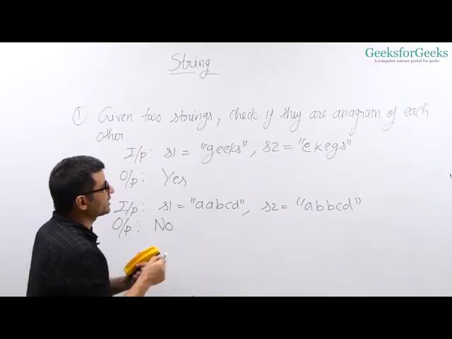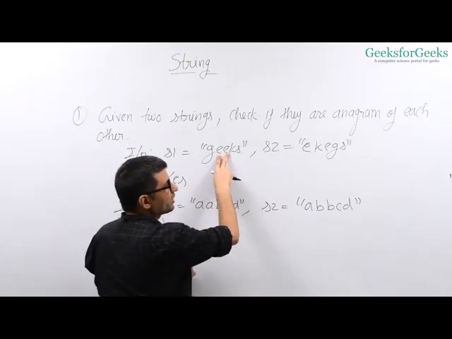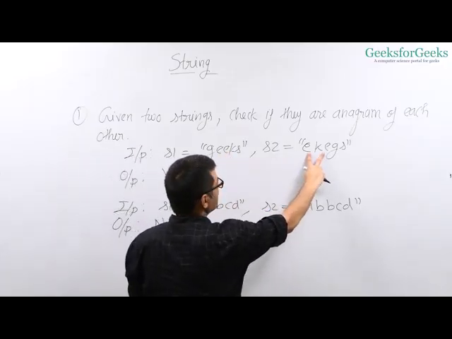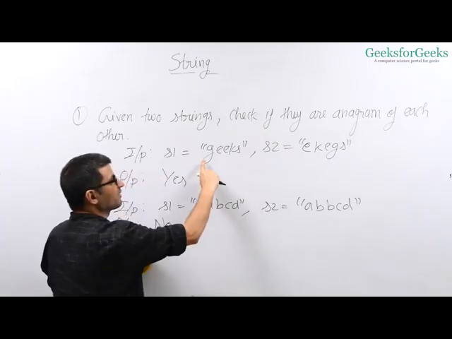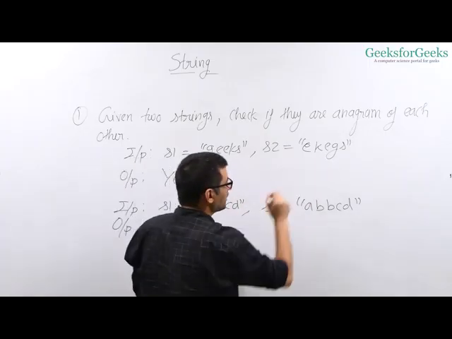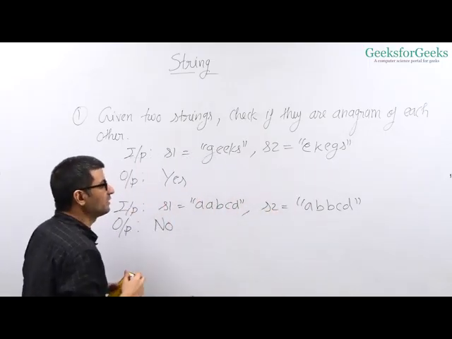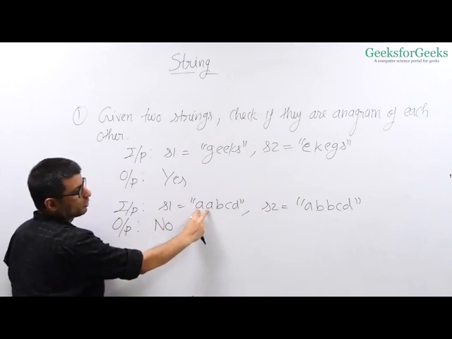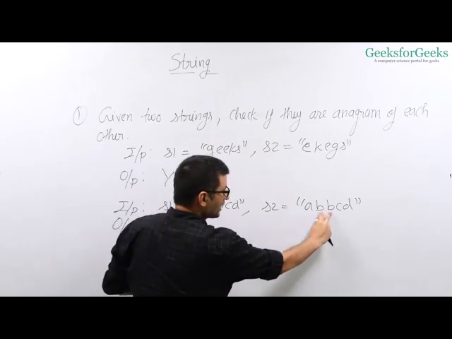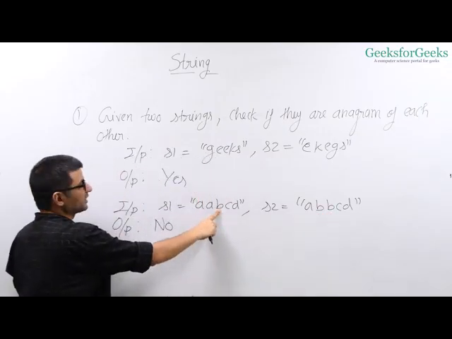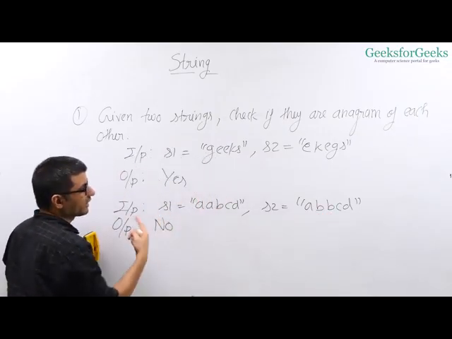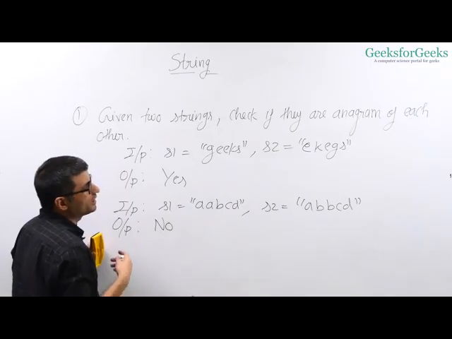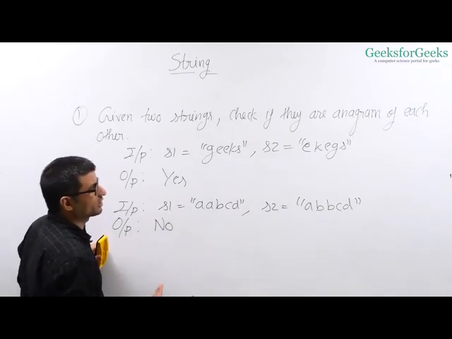If you take a look at this example, E occurs 2 times here, it also occurs 2 times here. All the other characters occur 1 time here and 1 time here. So these 2 strings are anagram here. And if you look at this example, A appears 2 times here, but B appears 2 times here, and A appears once here. So these are not anagram of each other. Please pause this video and try to write down a solution yourself.